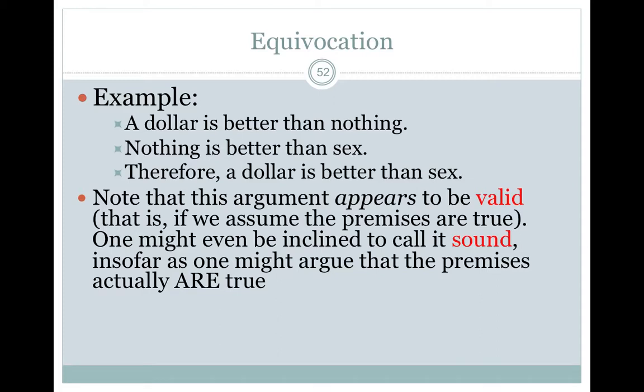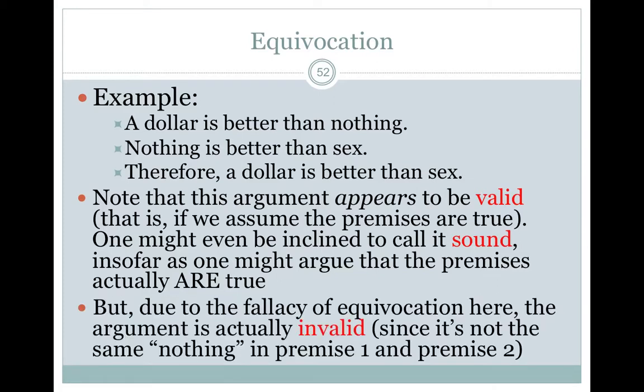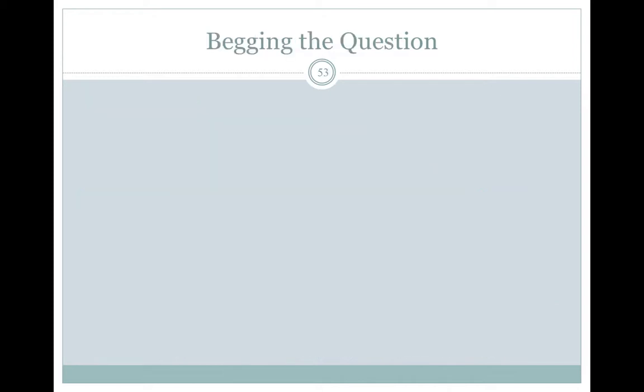However, here's the problem. This argument commits the fallacy of equivocation. Why? Because it uses the word nothing in two different ways. The argument doesn't go through because nothing means something different here than it means here. Think about that a little bit. I want to move on because this video has gotten quite a bit longer than I had anticipated.